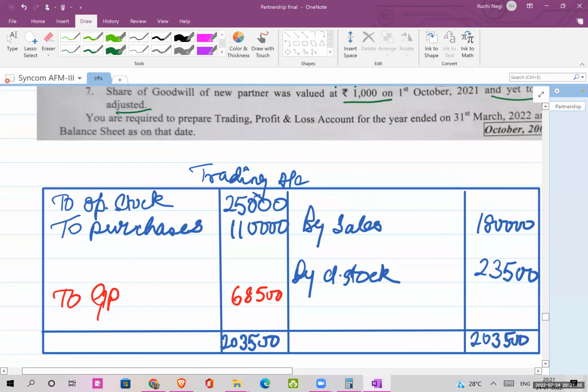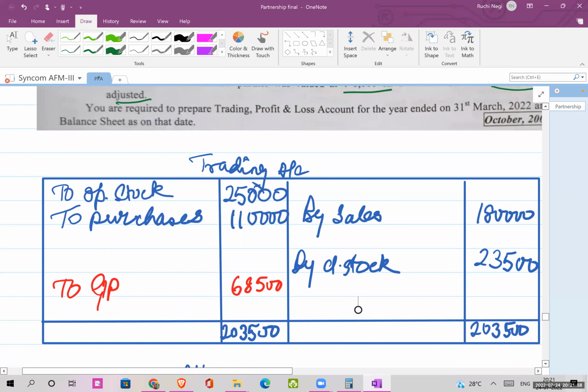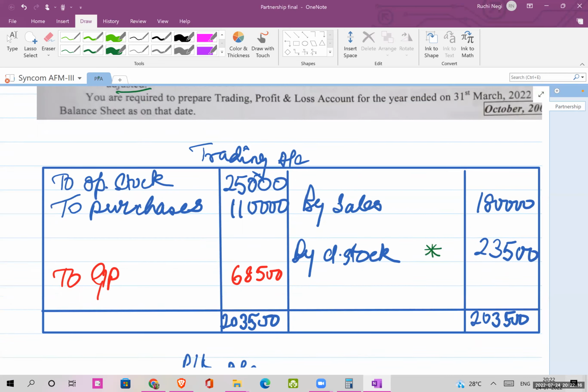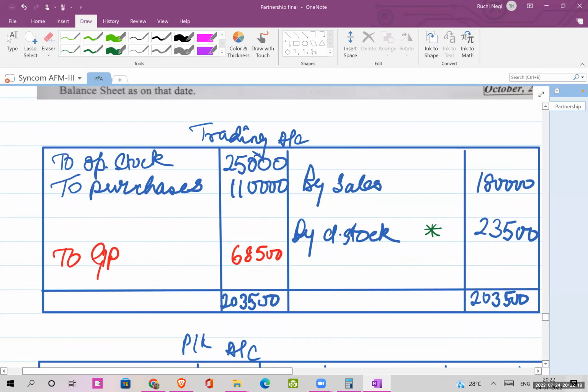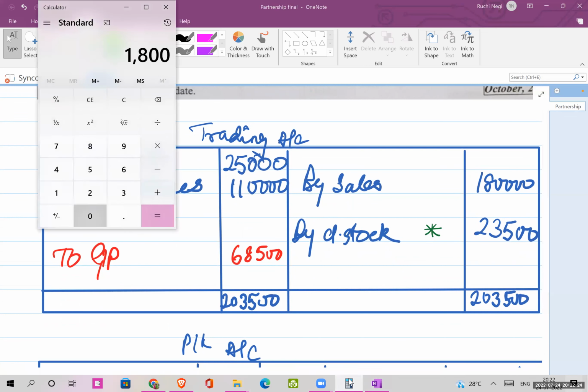So let's start with the trading account. Opening stock is given in the trial balance, so एक ही effect होगा. Purchases is given in the trial balance, so one effect. Sales in the trial balance, so one effect. And closing stock, so obviously is an adjustment. So one effect here and the other will be in balance sheet asset side. So all the adjustments, I'm highlighting it with green. So 1,80,000 plus 2,35,000 minus 25,000 minus 1,10,000.